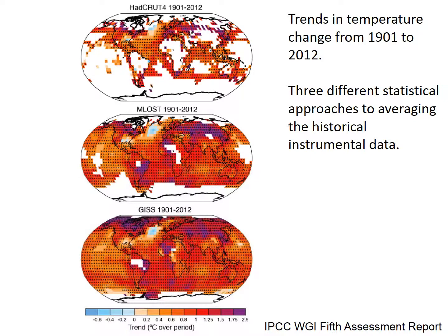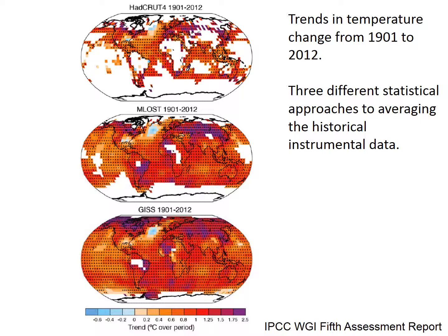And this is just looking at that instrumental record, to give you an overview of where some of the data comes from. So these three images of the globe are all the same data set. The top data set is the Hadley Centre Climate Research Unit data set for extrapolating global temperatures. This is where we actually have measurements.